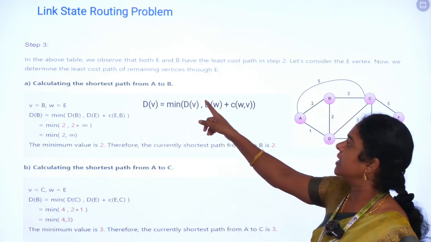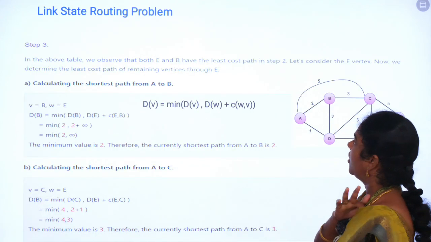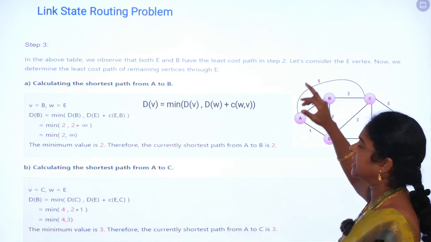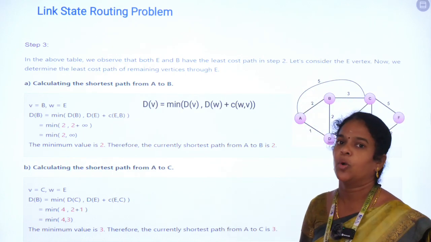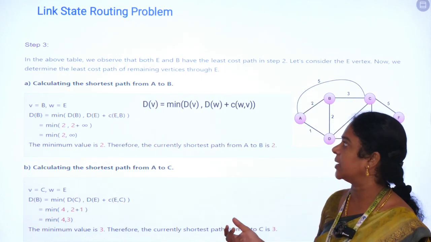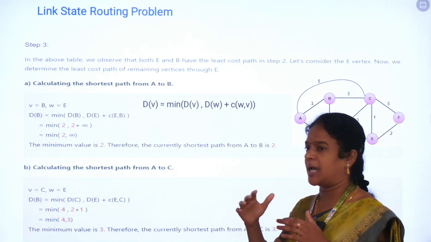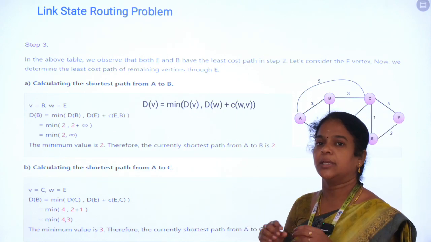Here in the third step, E and B both have the least cost path from step 2. Let's consider vertex E. I already explained why we select vertex E. So in this, the least cost is E. Again you stop, and now you assign E as the root node.